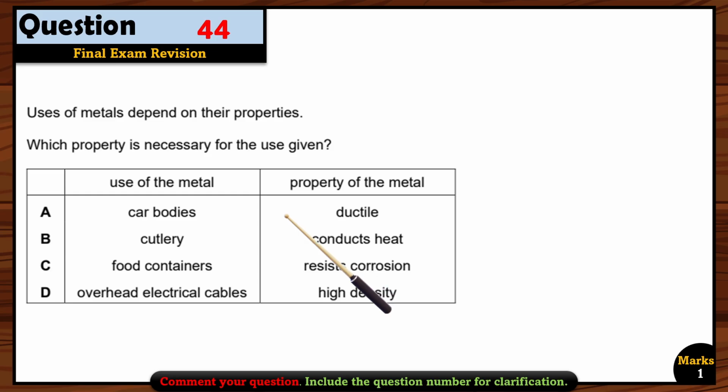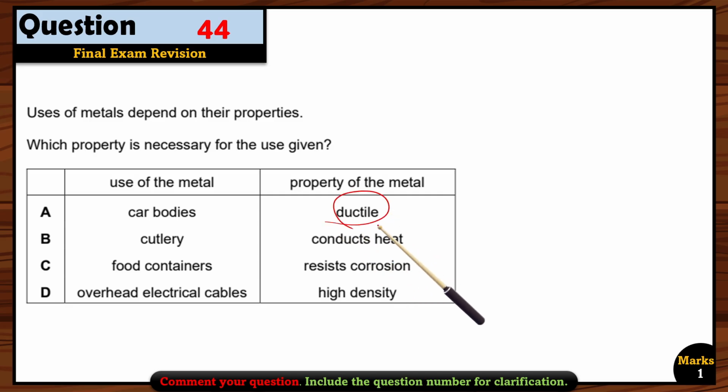Okay. So now let's see the first question, use of metals. The use of metal depends on their properties. Which property is necessary for the use given? We will see each property one by one. The use of metal is also in the car bodies. Why do we use them in the car bodies? Because they are strong and they are malleable. We can change the shape of the metals. So that's why they are used in the car bodies.